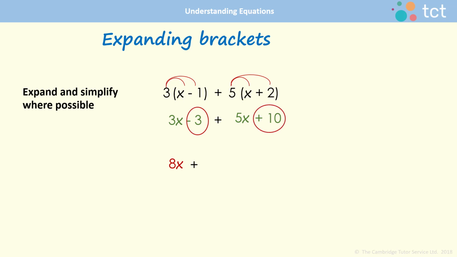An interesting thing to remember with algebra is that if you keep the operation in front of each number, you can move them around and it'll still work. So negative 3 add 10 is the same as positive 10 take away 3, and that's 7. So 8x plus 7. And there you have expanded and simplified.